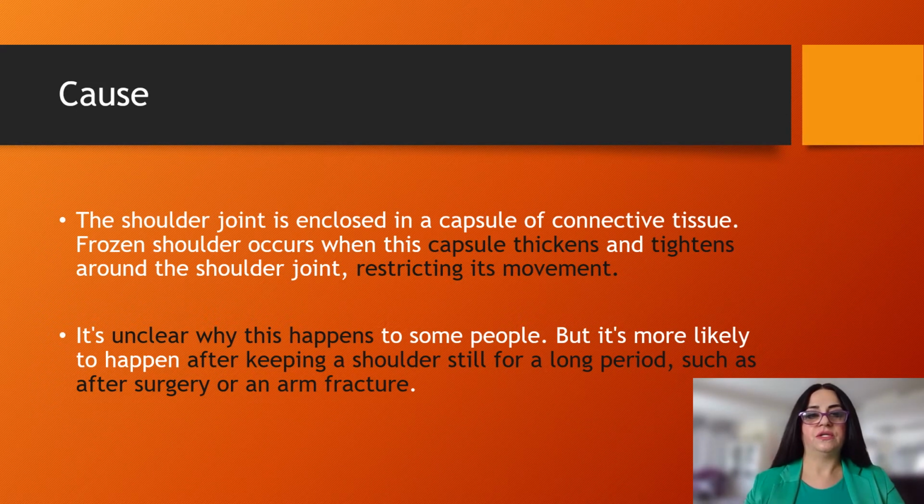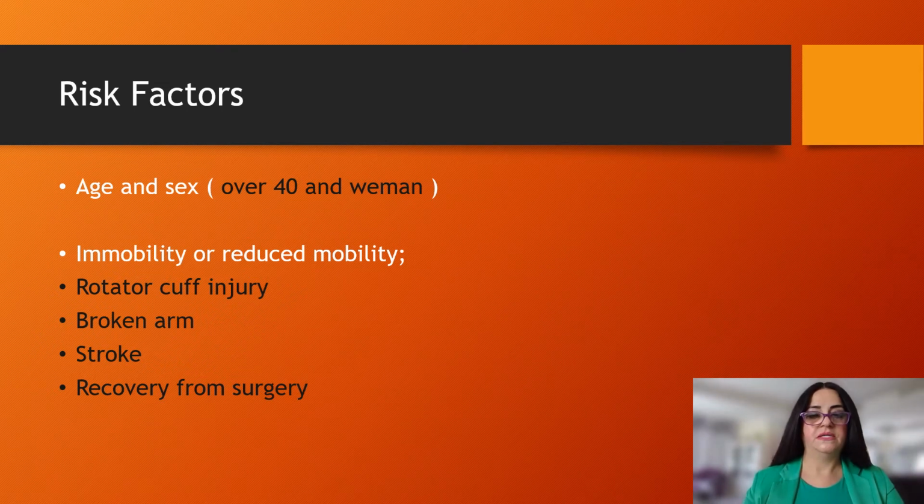What are the causes of frozen shoulder? In some people it might be unclear, but most of the time it happens after keeping the shoulder still for a long period, such as after surgery or an arm fracture. What are the risk factors? Age and sex: people over 40 and women have more chance of a frozen shoulder. Immobility or reduced mobility, which means if there is any rotator cuff injury, broken arm, stroke, or recovery from surgery, any reason which leaves the shoulder immobilized for some time can be the reason for the frozen shoulder.